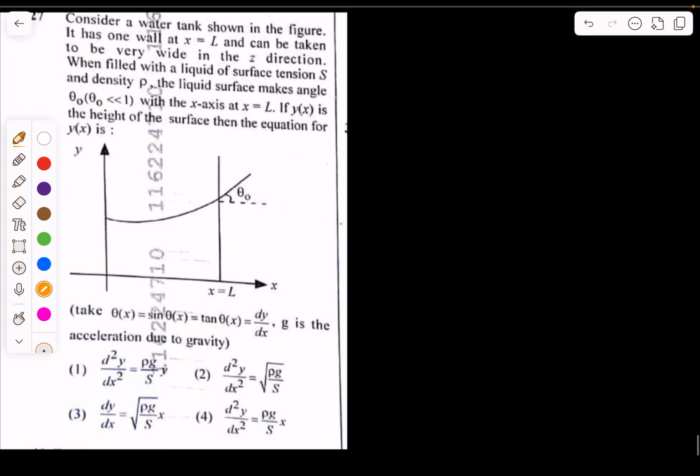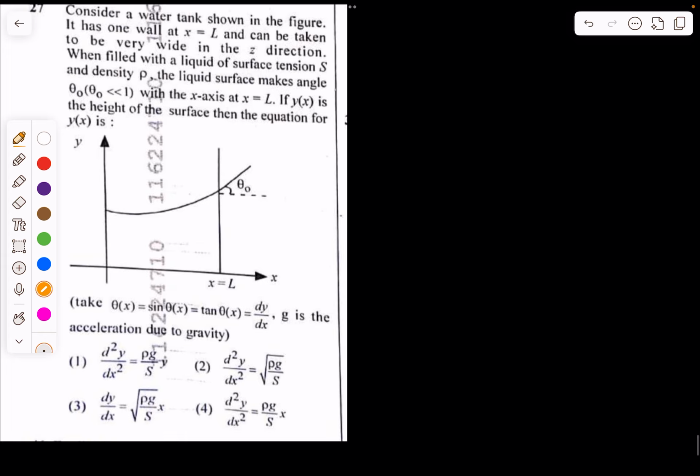Let's read through the problem once. It is related to surface tension. There is a water tank. It has one wall at x equal to L and can be taken to be very wide in the z direction. Z direction is perpendicular to the paper. It is going into the plane.